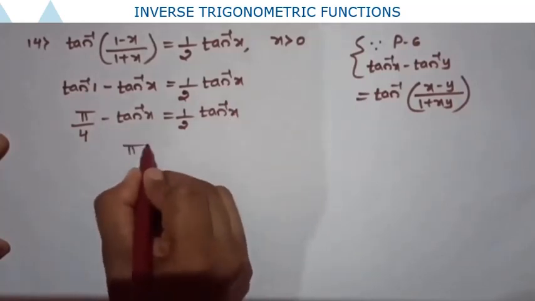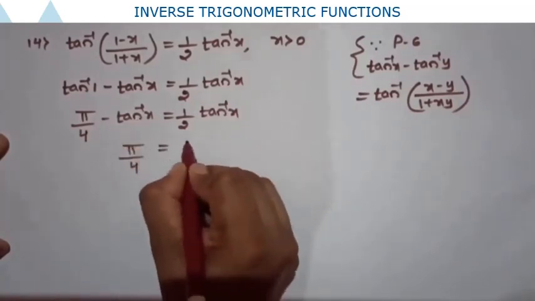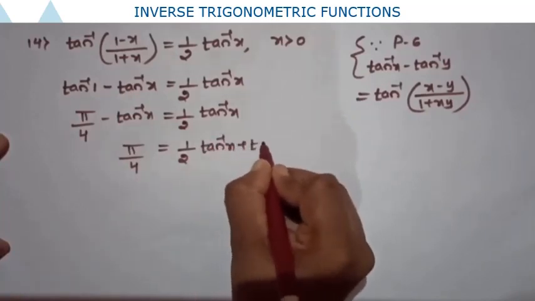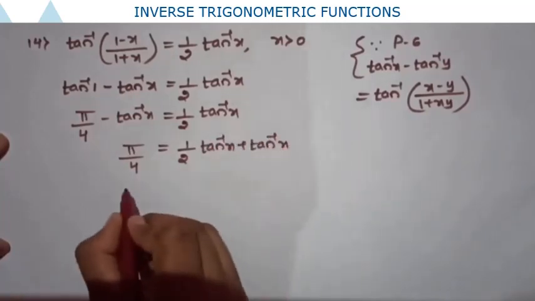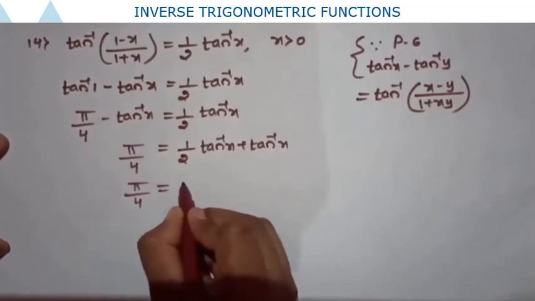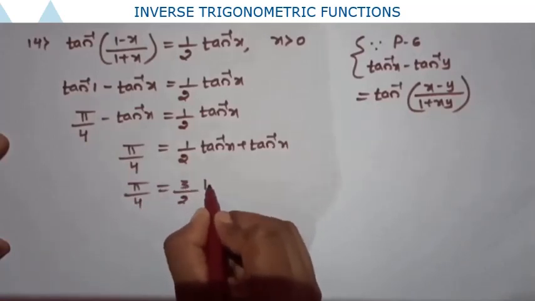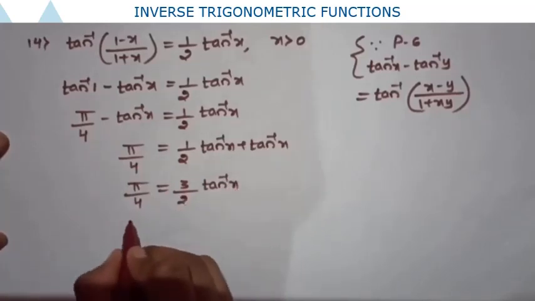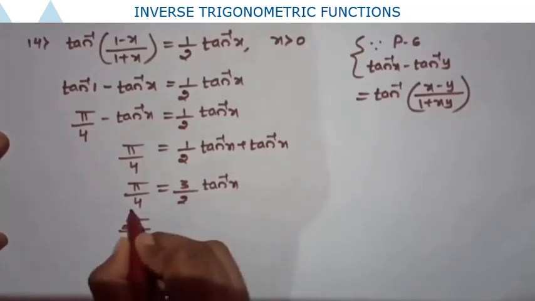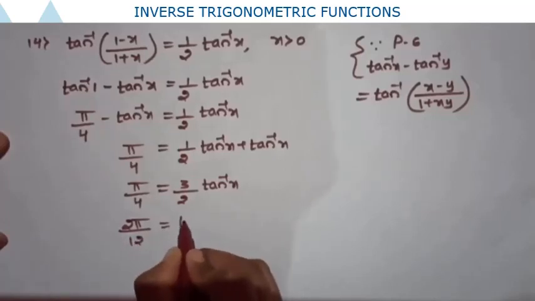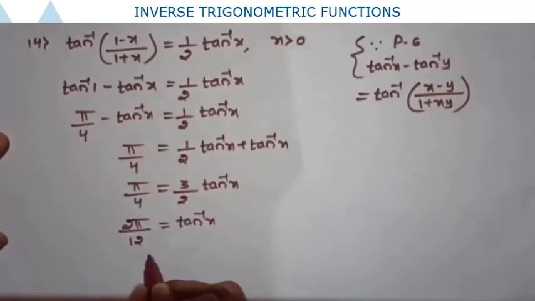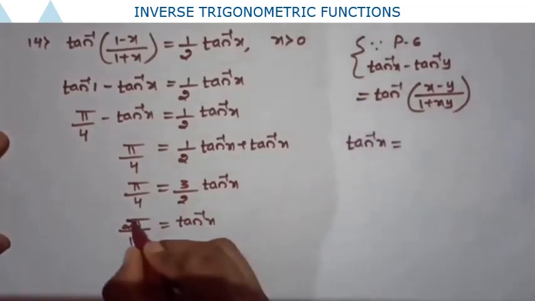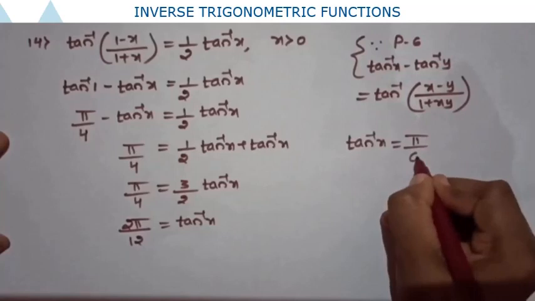Okay, so this is pi by 4. Sending this tan inverse x to that side, 1 by 2 tan inverse x plus tan inverse x becomes what here? 3 by 2 tan inverse x. Sending this 3 by 2 to this side, this becomes 2 pi divided by 12. 2 pi divided by 12, that is tan inverse x. Therefore tan inverse x is 2 pi by 12, which is nothing but pi by 6.